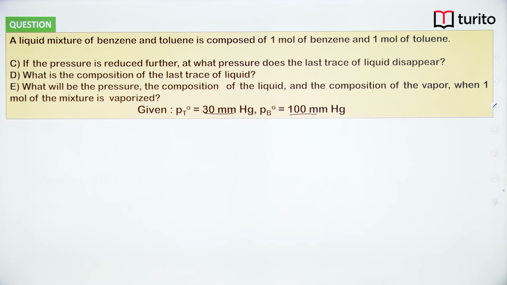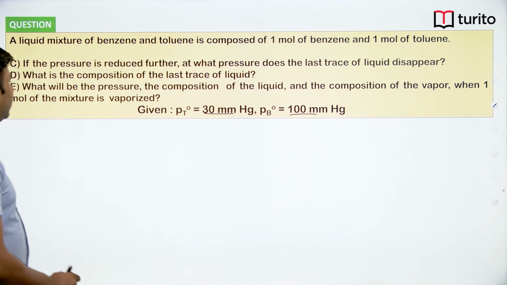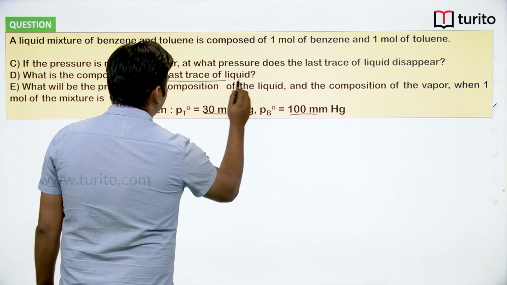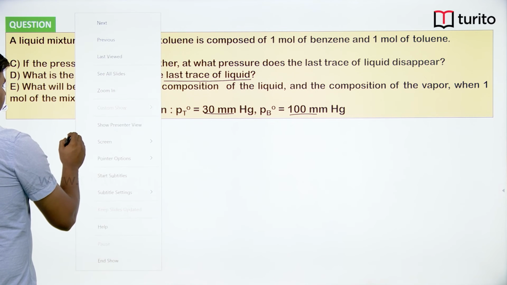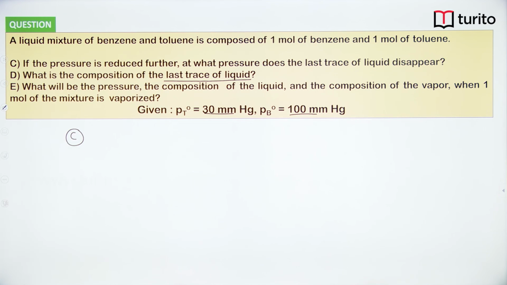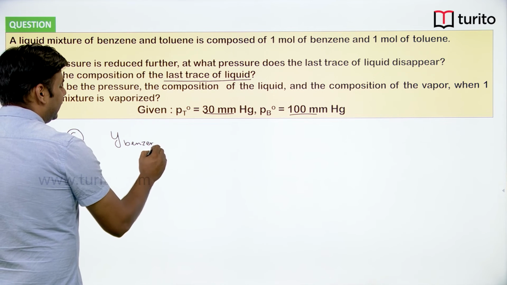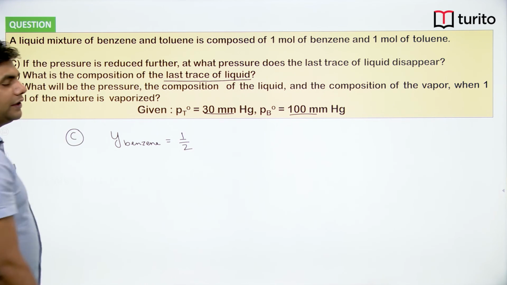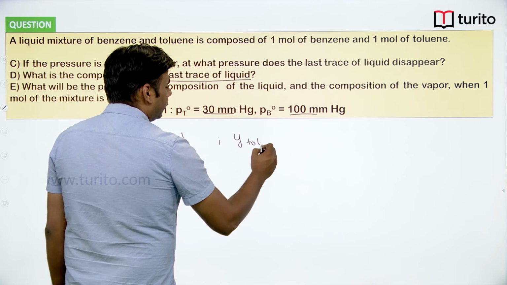Okay, the same question continues. The D part is, what is the composition of the last trace of liquid? When the last trace of liquid is there, it means that almost all the liquid has converted into vapor. It means that we have reached the dew point. So we'll say that the mole fraction of benzene in the vapor phase would be equal to the mole fraction of benzene in the liquid phase, because all the liquid has converted into vapor, and similarly that of toluene would be half.